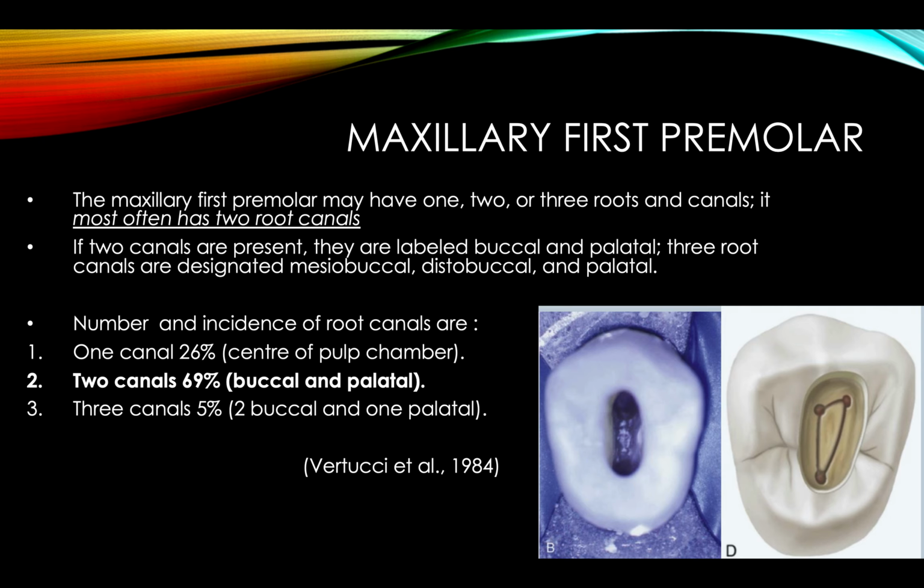In about 69% of the cases, the tooth will have buccal and palatal canal, while in just 1/4 of the cases, around 26%, it will have just one root canal that's located in the center of the pulp chamber, and in a very small percentage of cases, around 5%, the tooth can have 2 buccal canals and 1 palatal canal.